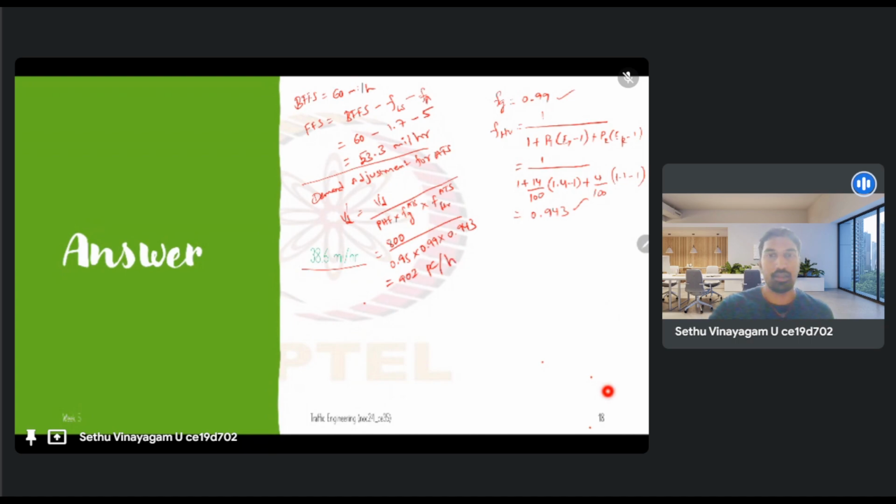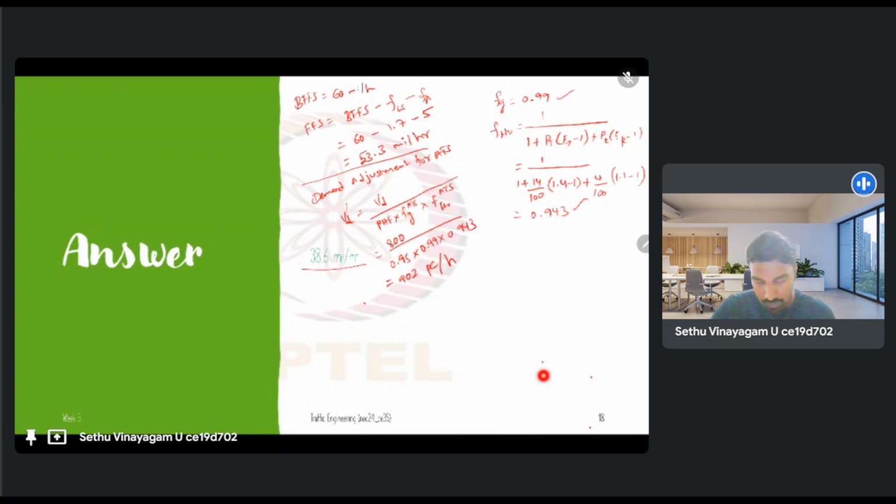See this, even though the inflow is the same, for PTSF we got a different adjusted demand, and for ATS we are getting a different adjusted demand. That you have to keep in mind. You can't use the same value for both.